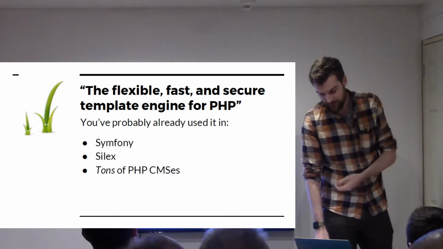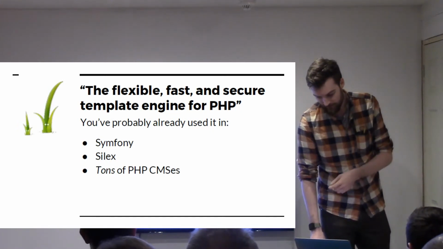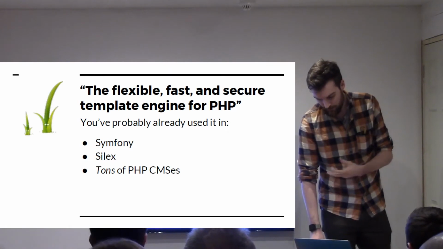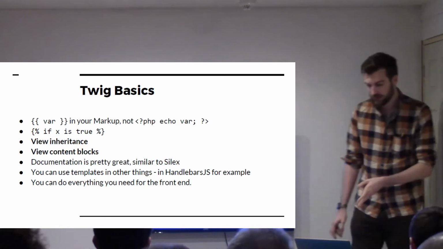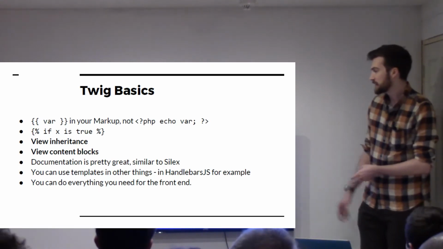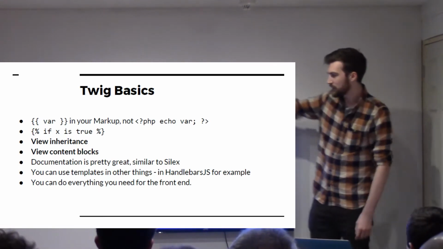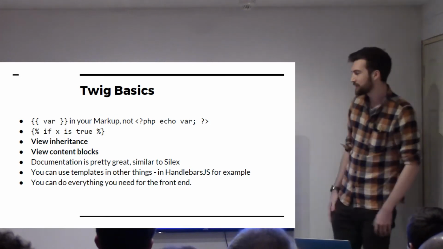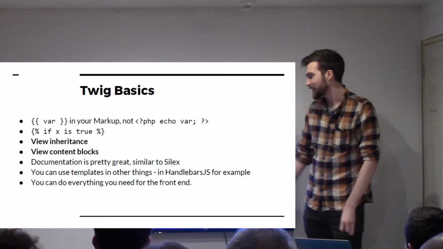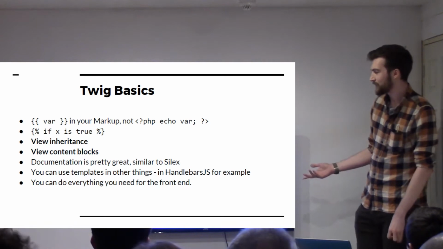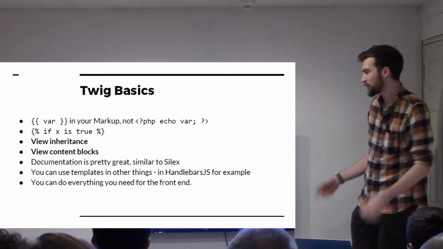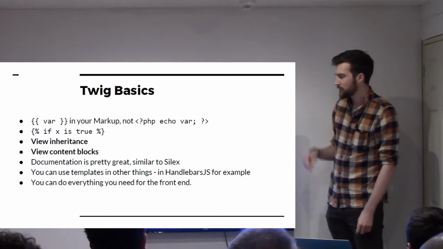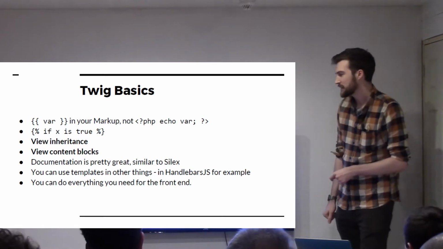If you use Silex, you definitely use Twig. Symfony uses it, and loads of other stuff. So what we're doing is bringing Twig into WordPress. A little of the basics that you need to know: instead of saying echo var, you just use double mustache. That's what I'm going to be calling these now. And just say var. And if you want to do an if statement or a for loop or anything like that, you use the mustache with a percentage.